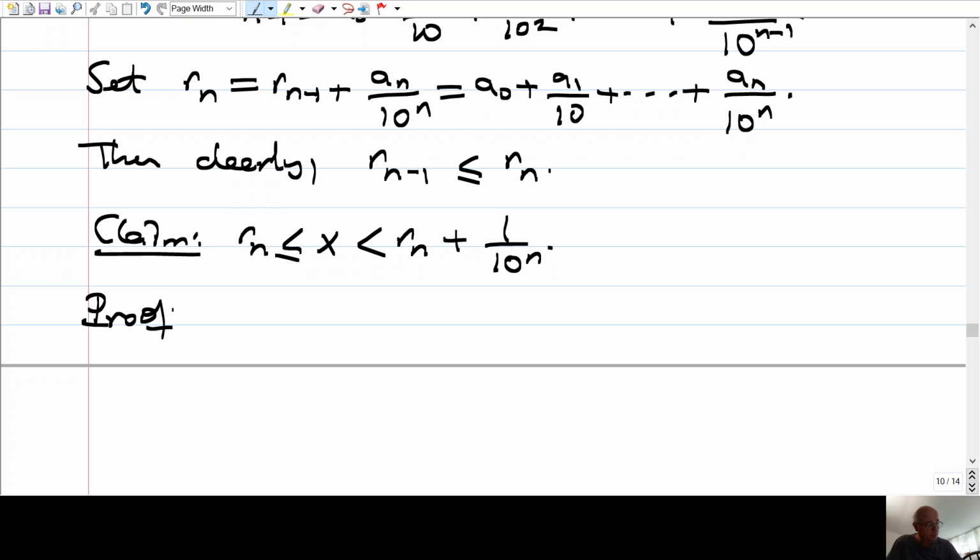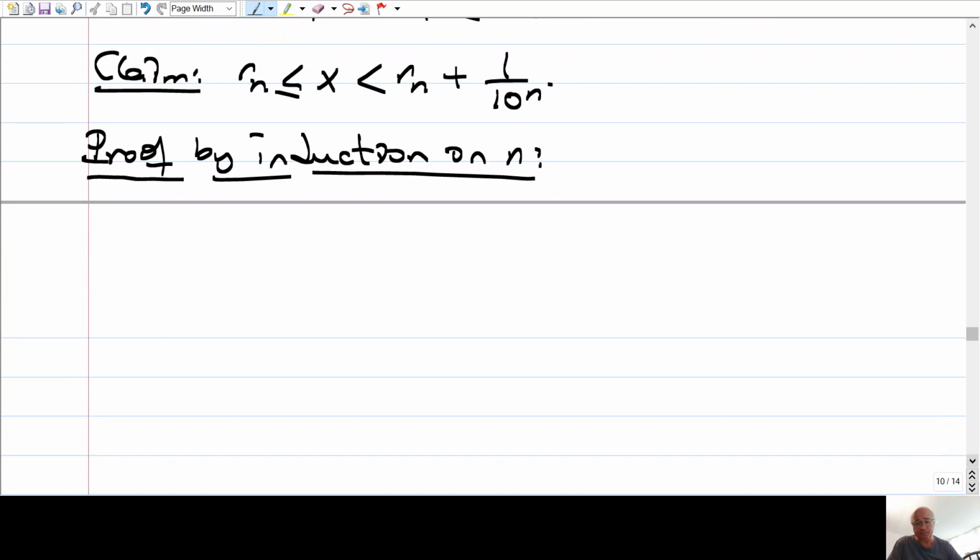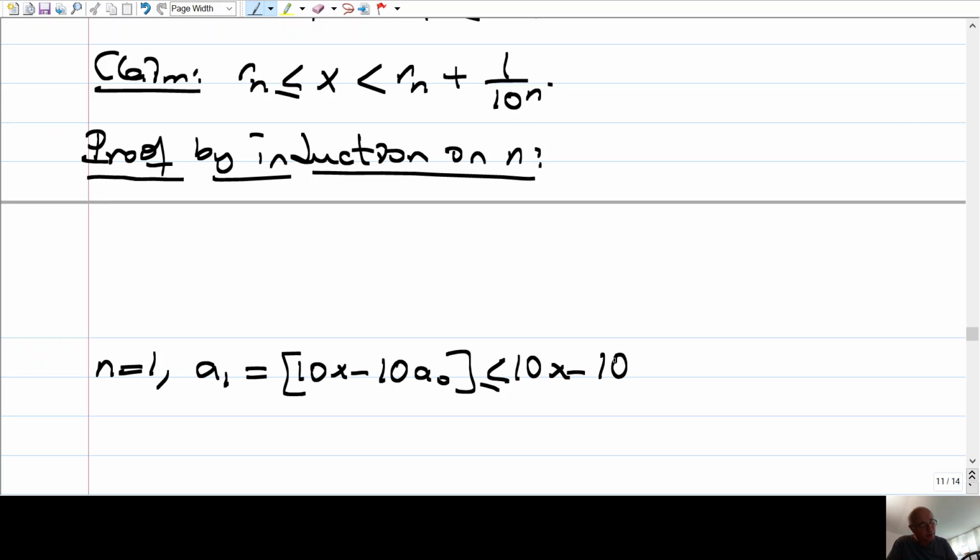So the proof will be by induction on n. Let's do the proof. N equals 1 case. So in this case, a1 was the greatest integer part of 10x minus 10a0 by definition. But this is of course less than or equal to 10x minus 10a0. And of course, this is the integer part of this number, right? Therefore, the integer part of this real number plus 1 will be larger than this. So a1 plus 1, right?